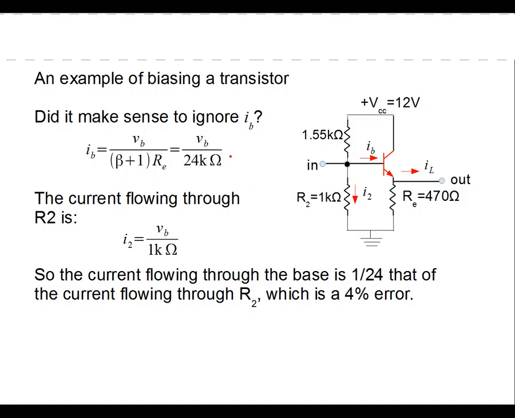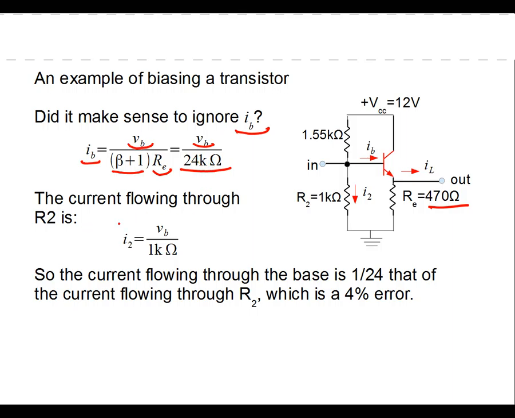Okay, so was it okay in our previous example to ignore the base current? I'm going to do this really quickly. The base current is just equal to the base potential, which is 4.7 volts in this case, divided by beta plus 1 times the base resistor value. In this case, the base resistor is about half a kilo ohm, or 500 ohms. Beta is about 50, so we're dividing the base potential by about 24 k ohm.